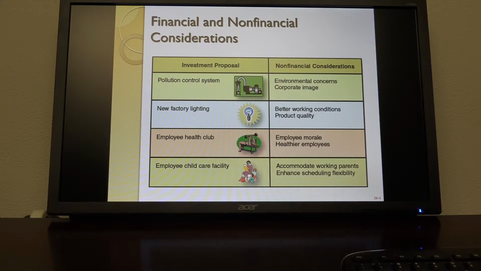Employee child care facility, you know, how does that look? Certainly that's going to help with employee morale. It accommodates working parents, especially working mothers, but any kind of parents really, and would enhance scheduling flexibility as well. So, I mean, you have to consider financial as well as non-financial matters anytime you make a capital expenditure.